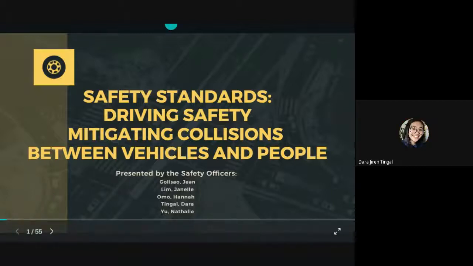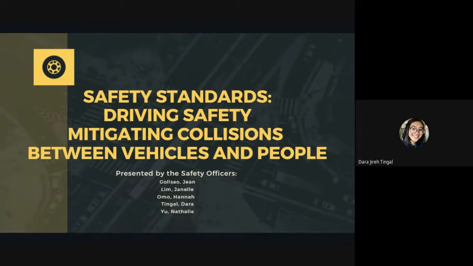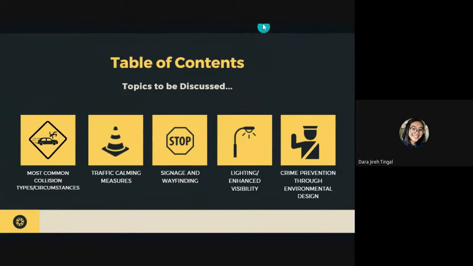Be reporting about the safety standards, which includes the driving safety, mitigating collisions between vehicles and people. So the topics that will be discussed will include, next slide please, the most common collision types, traffic calming measures, signage and wayfinding, lighting or enhanced visibility, and crime prevention through environmental design.